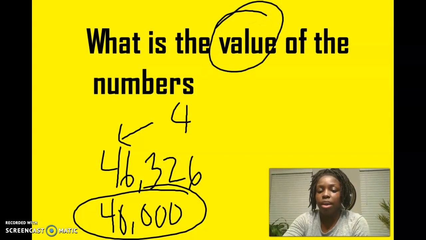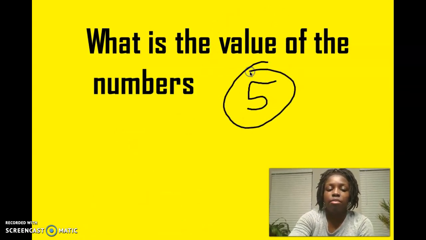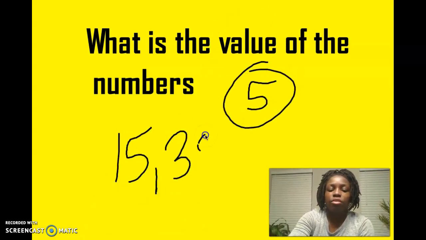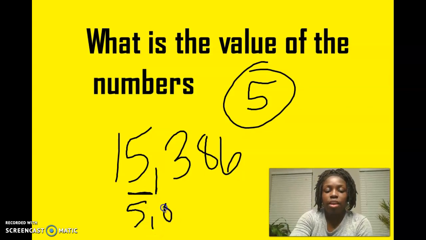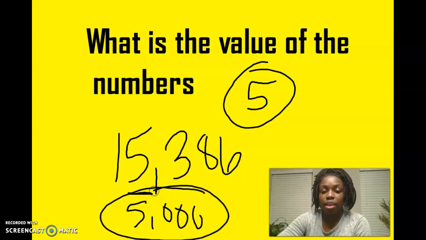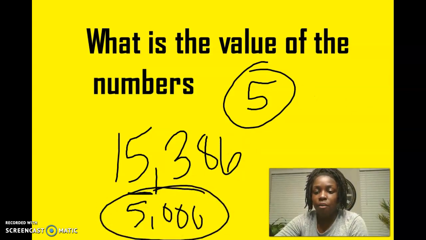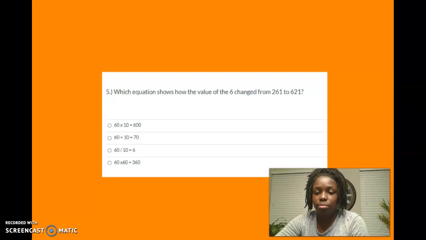All right, what is the value of this 5 in 15,386? What's the value of that 5? Good, the value of the 5 is 5,000. It's worth 5,000. All right, so let's look at this problem.